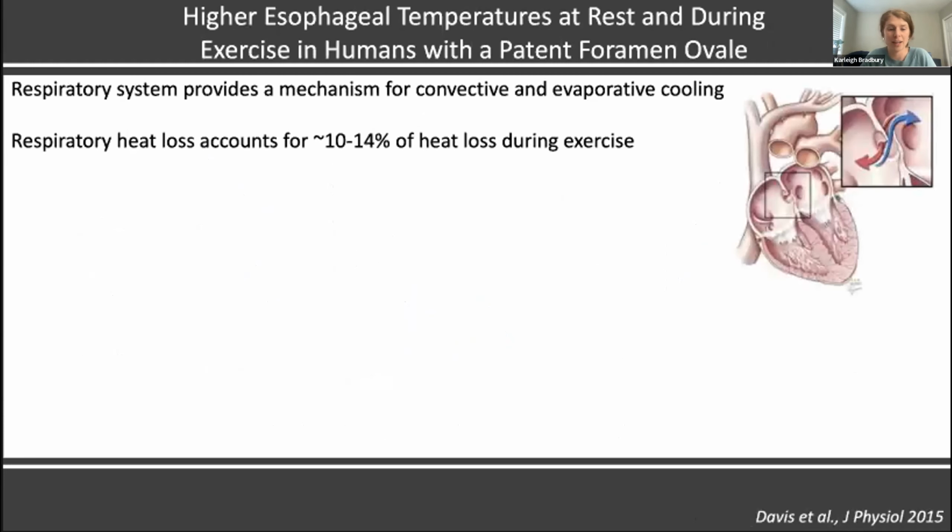So after that initial study, the goal was to figure out if these differences in core temperature in the PFO positive subjects were real. During exercise, we know it's not a primary mechanism for heat loss. We do lose heat through both convective and evaporative cooling, and it accounts for about 10 to 14% of the heat loss during exercise.